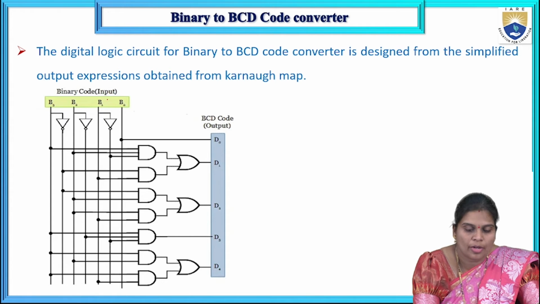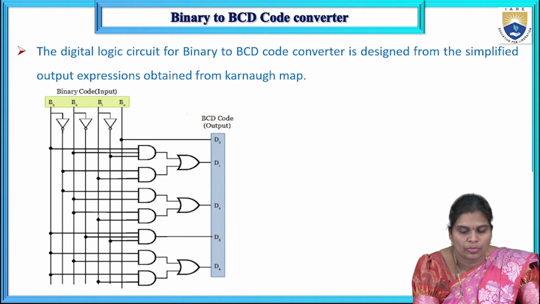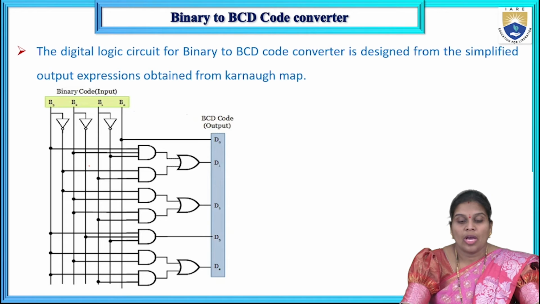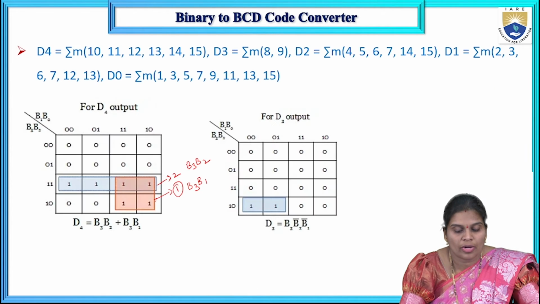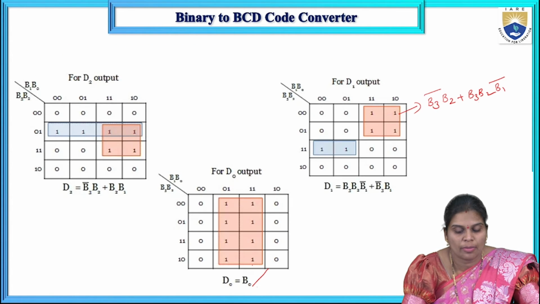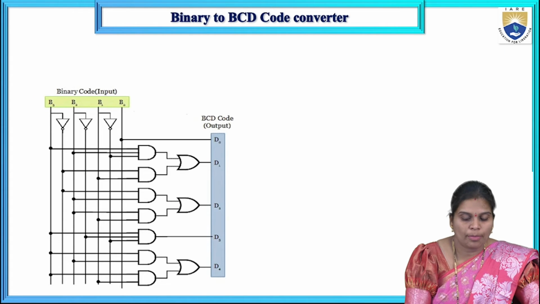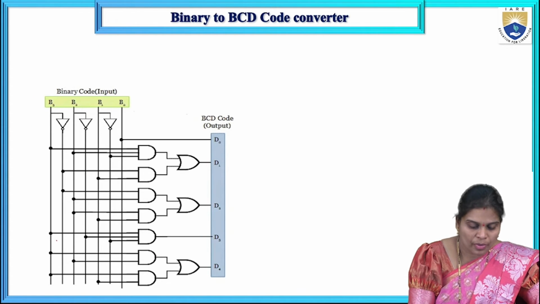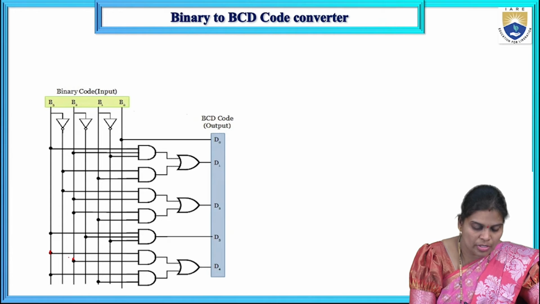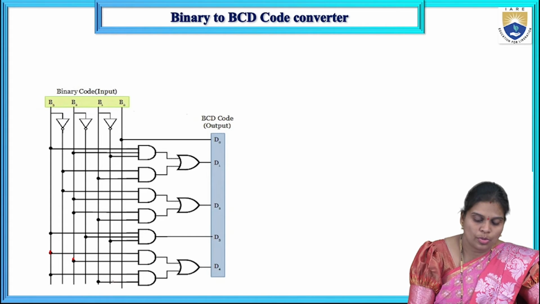So, this is the binary code. For every true value, here also we are having the complemented value. So, B3, B2, B1 and B0. Okay. So, now write the expression for this one. For D4, what is the equation? B3, B2 plus B3, B1. For this D4, B3 is there, B2 is there. B3 into B2 and B3 into B1.